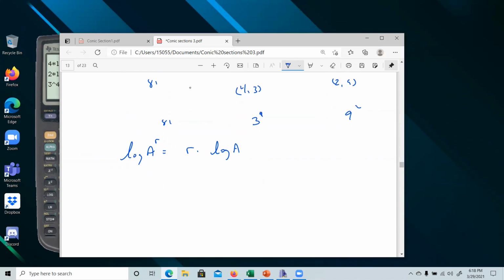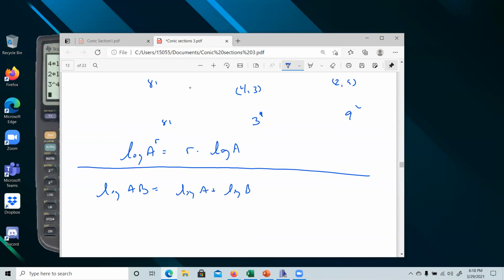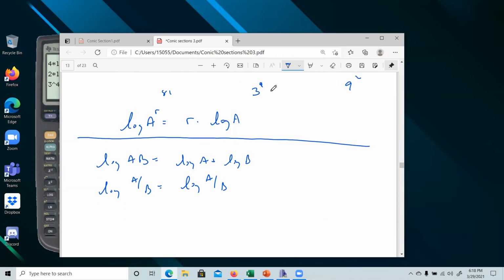So the three rules that I'm going to leave us with today are going to be: log of AB is equal to log of A plus log of B. Log of A over B is equal to log of A minus log of B. I'm sorry, why did I write that down twice? And log of A to the R is equal to R times log of A. And those are the three rules that we have.